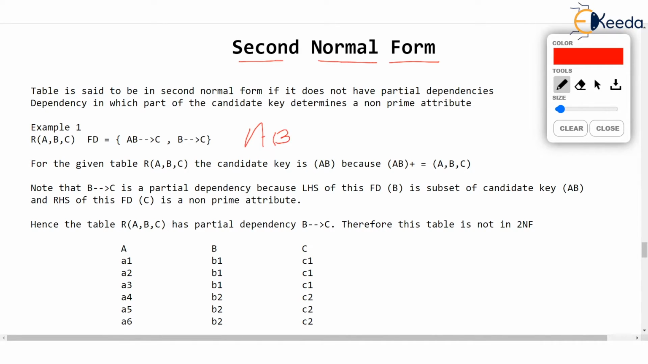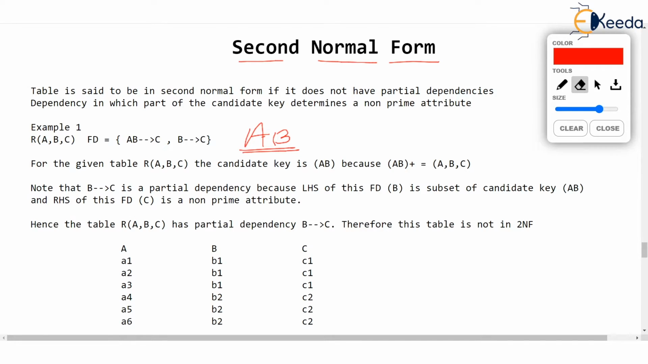But the question is, are there any more candidate keys? How do you answer this? Who knows, BC might be a candidate key. That means BC can also determine ABC, so when you find the BC closure, it might contain ABC. That means BC is capable of determining all the attributes of the table. So, does B and C together form a candidate key, or is only AB the candidate key of this table, with no more candidate keys?